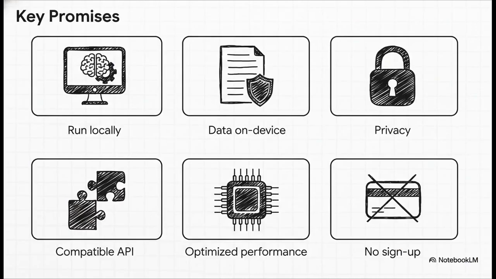And if you look at the key promises here, they line up perfectly with the problems we just laid out. You run models 100% locally? Bam, your data stays private. It has an OpenAI-compatible API? That means developers can swap it into their apps super easily. And maybe the best part of all? No sign-up, no subscription required at all.